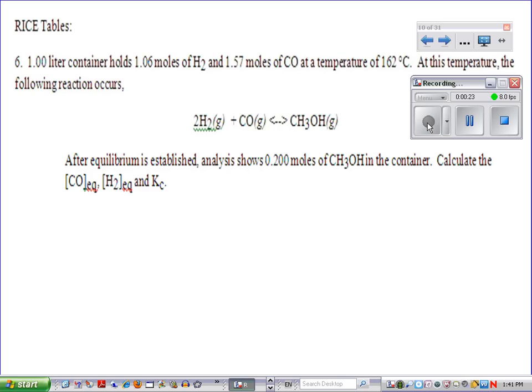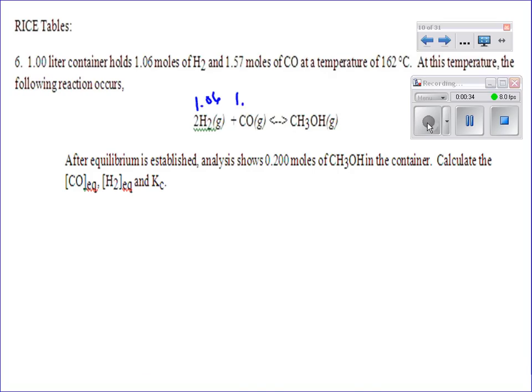So let's look at this problem. The best way to learn it is just to jump in and solve. It says a 1 liter container holds 1.06 moles of H2 and 1.57 moles of CO at a temperature of 162. At this temperature, the following reaction occurs. So it's kind of like yesterday when we started that fish tank business and we had a set amount of stuff, okay? And we're going to get to equilibrium. So now the reaction has to happen. So when I start and I just have these two things, and right when I put them together, do I have any product yet? No, so I'm not going to have any product at the beginning.